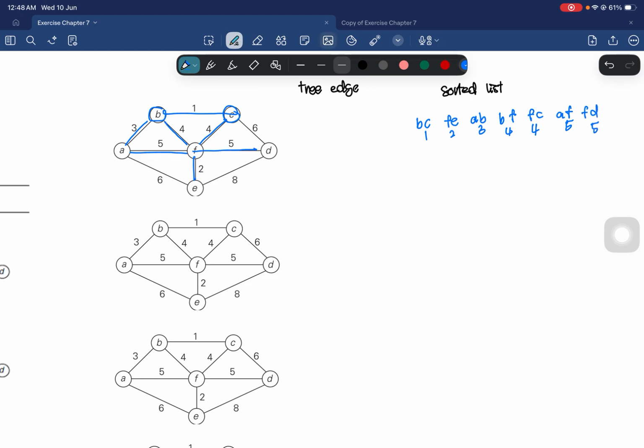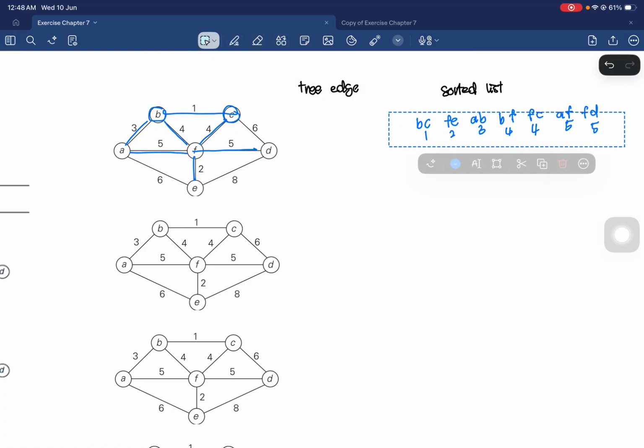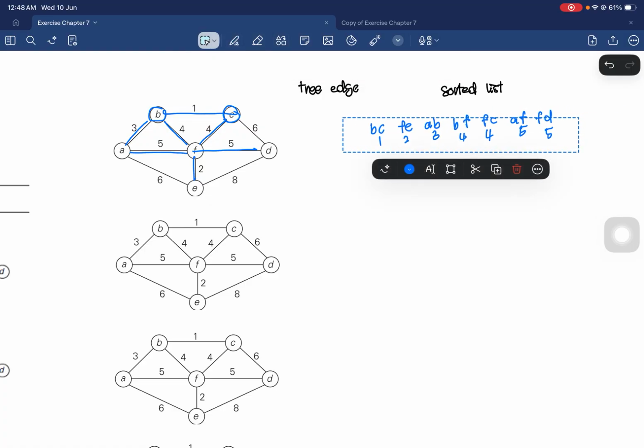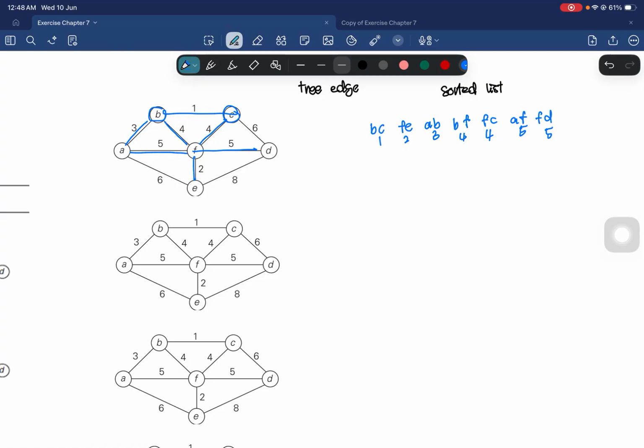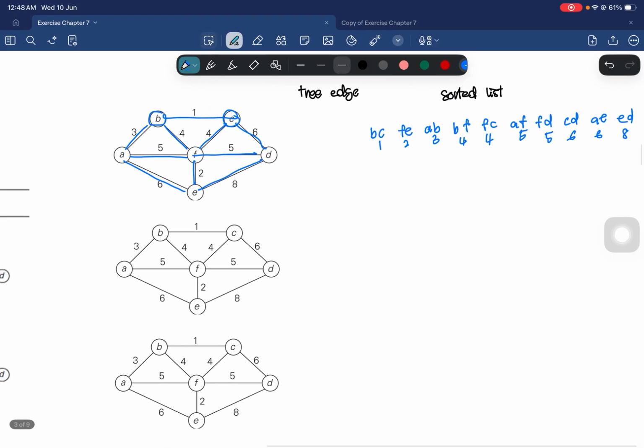5. Okay, wait, I move it. Okay, FD 5, and also we have 6: CD 6, AE 6, and ED 8. Alright, I need more.